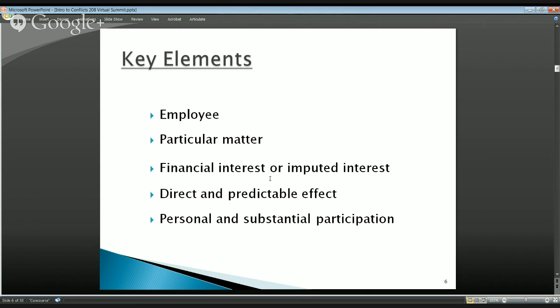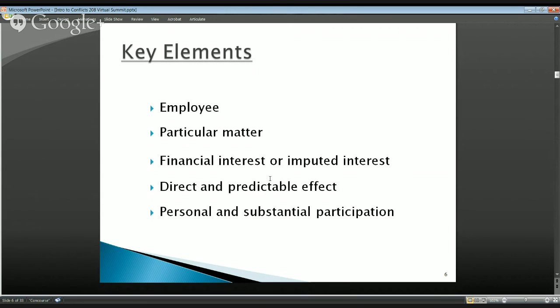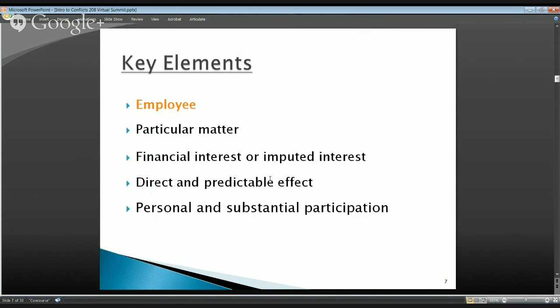So what do you think the first one we're going to talk about is, Patrick? I was thinking we would start with financial interests. Actually, no, we're going to start with employee. Is that because it's at the top? Yes. I think that's sensible. I like your idea better.